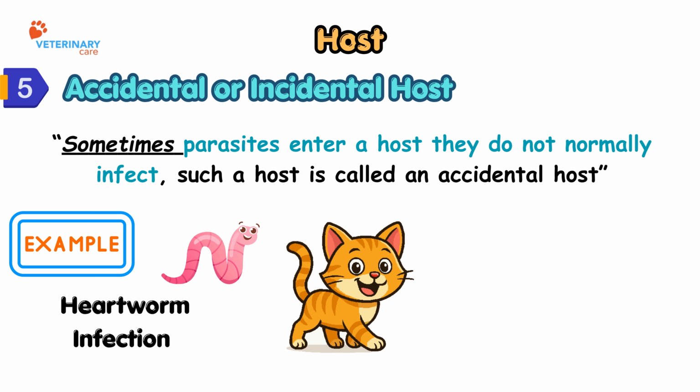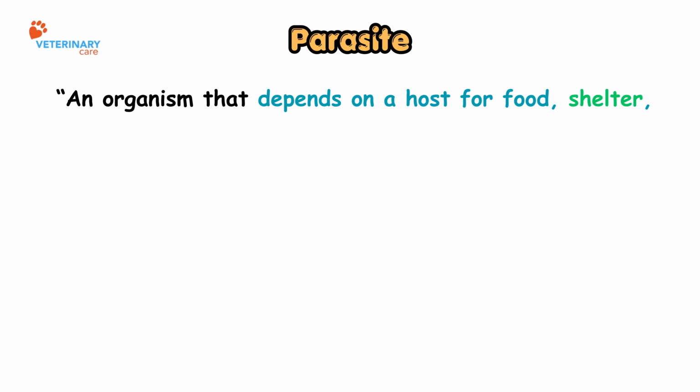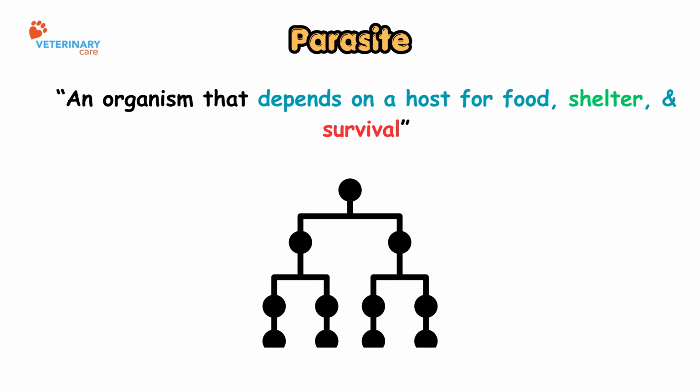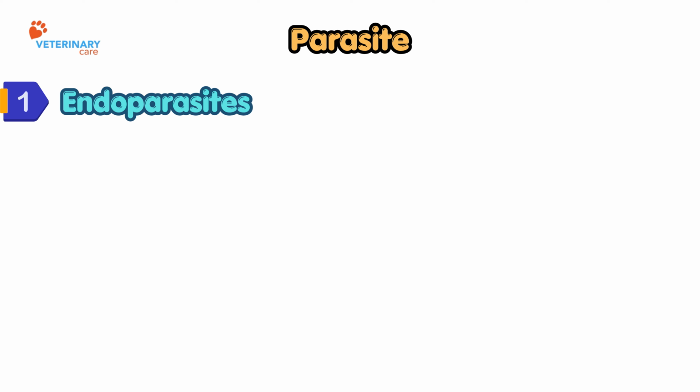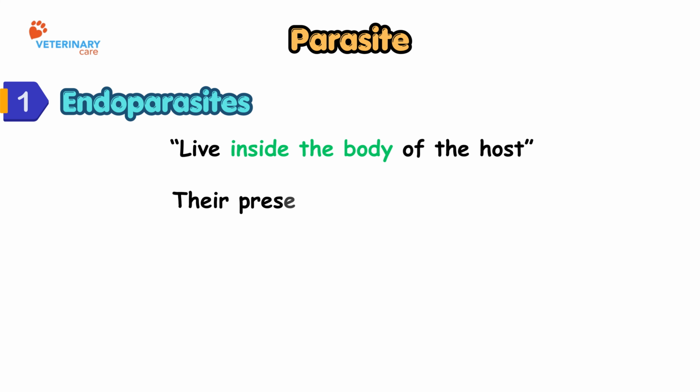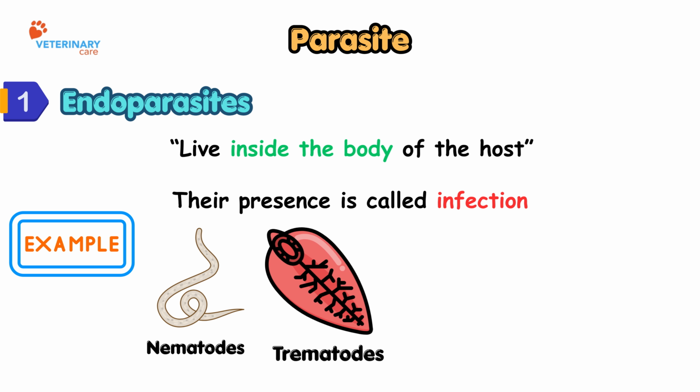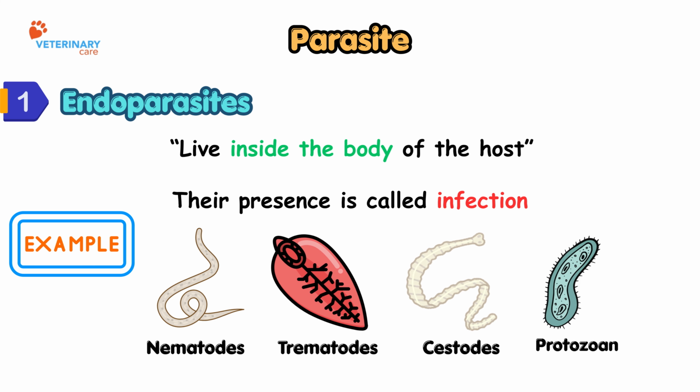Now that the concept of hosts is clear, let us properly define a parasite. A parasite is an organism that depends on a host for food, shelter, and survival. Parasites are classified into several important types based on where they live and how they survive. The first type is endoparasites. Endoparasites live inside the body of the host. Their presence is called infection. Examples include nematodes, trematodes, cestodes, and protozoan parasites.